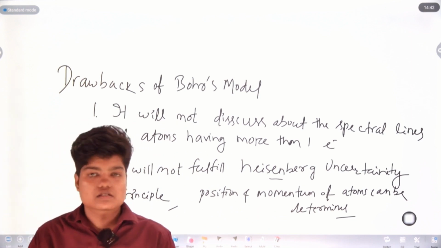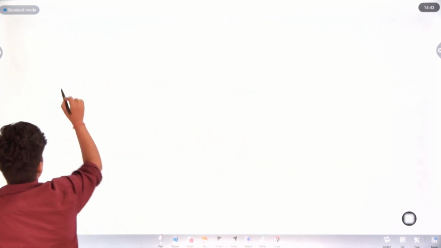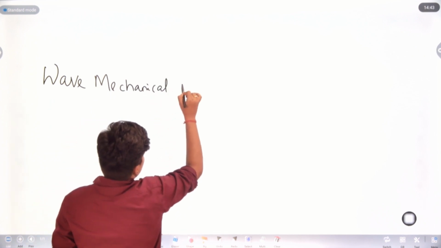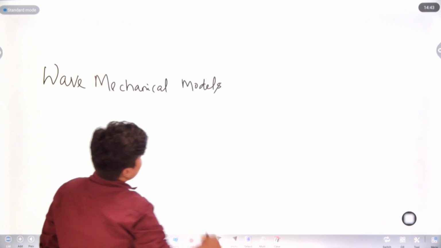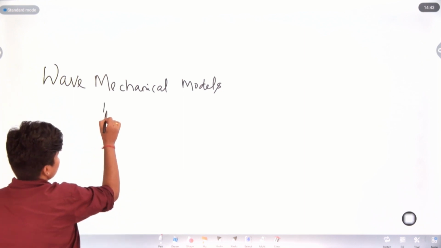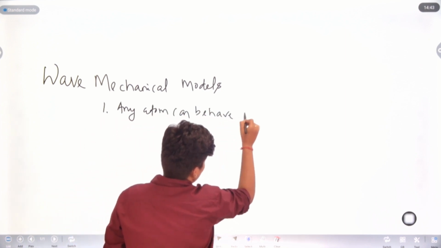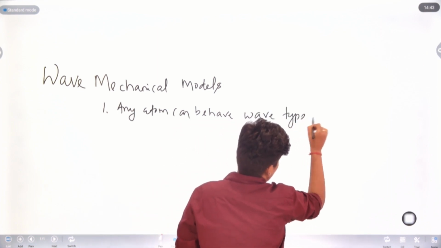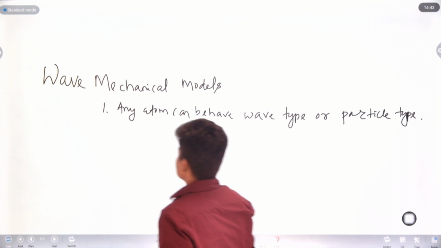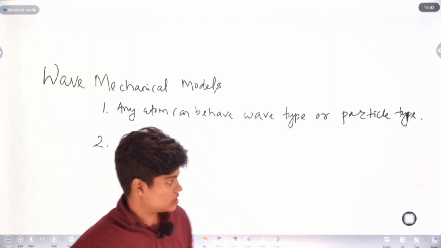So now the new model has come, that is the wave mechanical model. This model says that atoms behave like waves or particles. Two types of behavior are there, that any atom can behave wave type or particle type. And the electrons are found by the probability distribution method, he has said.